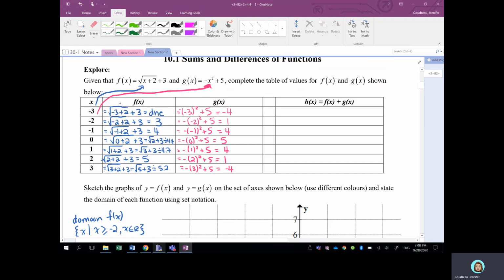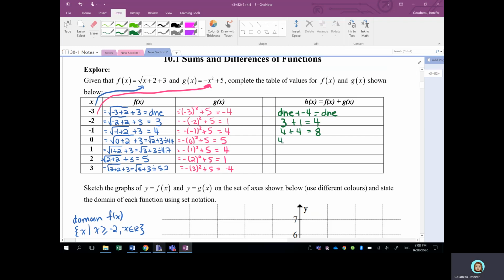So let's grab green. Now, at -3, I'm not plugging the x values into anything. I'm taking our two y values and adding them up. So does not exist plus -4 still does not exist. 3 is our y value from f at x. 1 is our y value from g at x. 3 plus 1 is 4. We have 4 and 4 for the next point, which would give us 8.